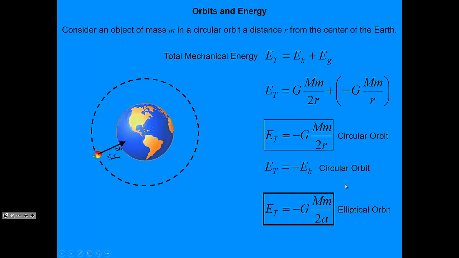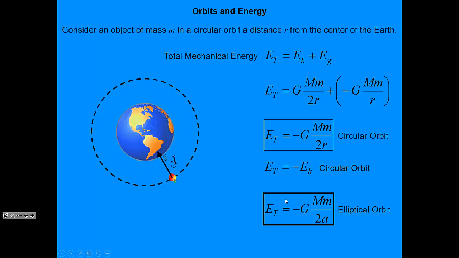Now, on an AP test, they don't expect you to know this equation. If they ask you to find the total mechanical energy, they expect you to do something like this. Take the kinetic and find the gravitational potential, and add them. And in fact, they probably expect you to do the kinetic as 1/2 mv squared, as opposed to this, which we got by using the orbital speed and plugging it in. Just depends what you know, and what you can use.